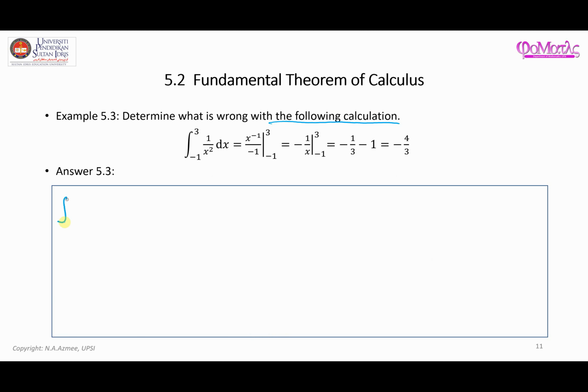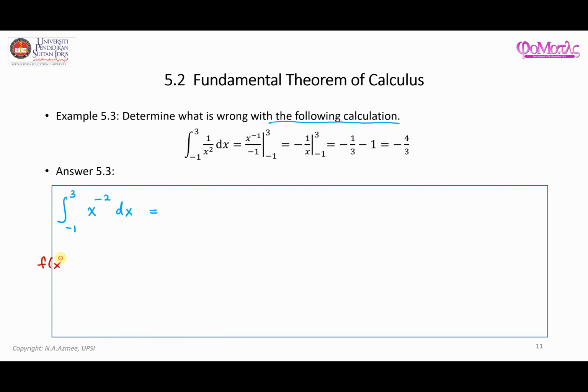So first of all, we can see that the limit is correct, lower limit, upper limit. Then we have 1 over x squared dx. 1 over x squared dx perhaps can be written as x to the negative 2 dx. And so our job is to find the antiderivative of this one. Now let's talk about the antiderivative.